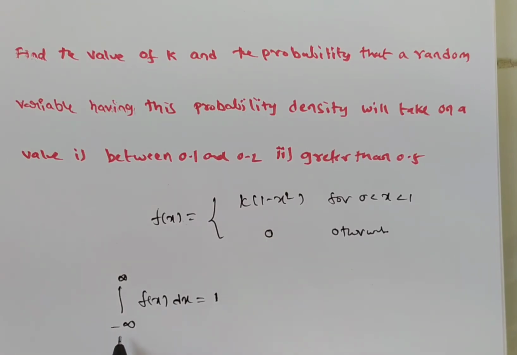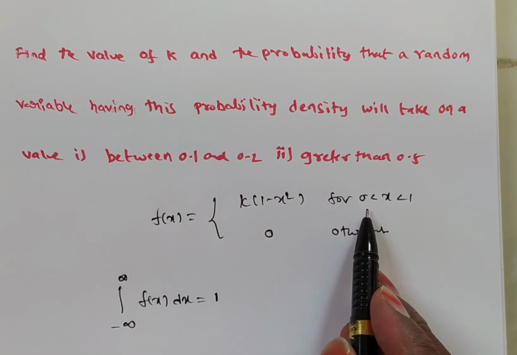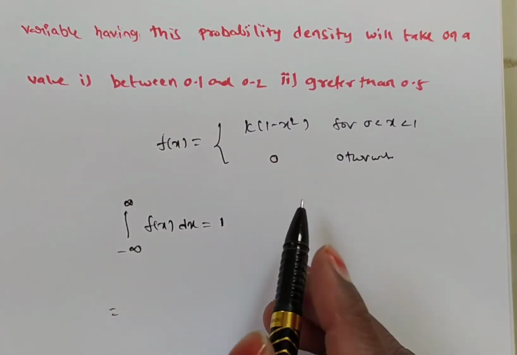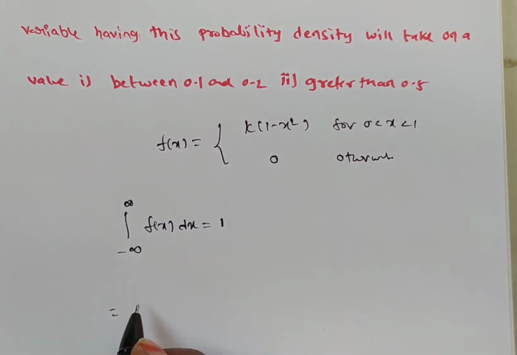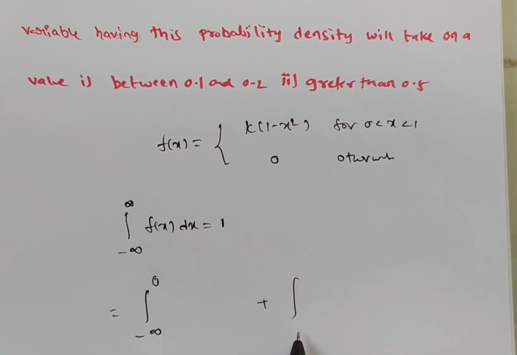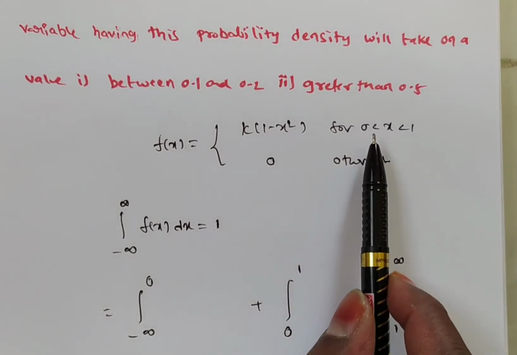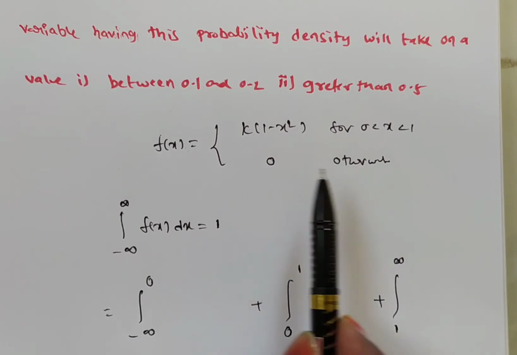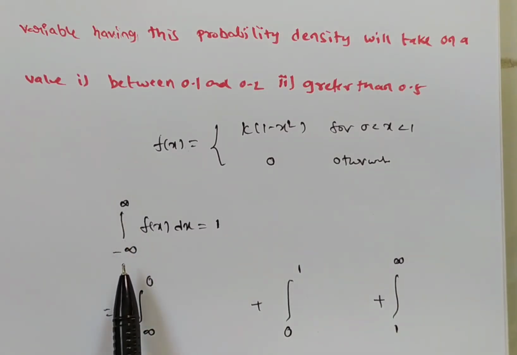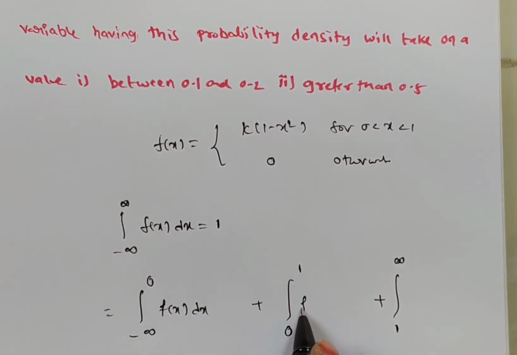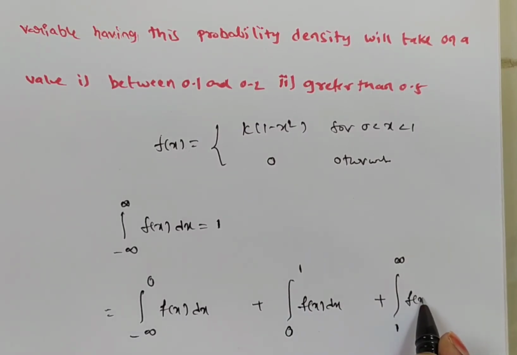So from minus infinity to infinity, the function is defined from 0 to 1 only. So I can write this as the integral from minus infinity to 0, plus the integral from 0 to 1, plus the integral from 1 to infinity. Like this we need to write, because the function is defined from 0 to 1 and the remaining is 0, but here you have total limits from minus infinity to infinity, the total real number system. So you can write this as f of x dx, f of x dx, f of x dx.